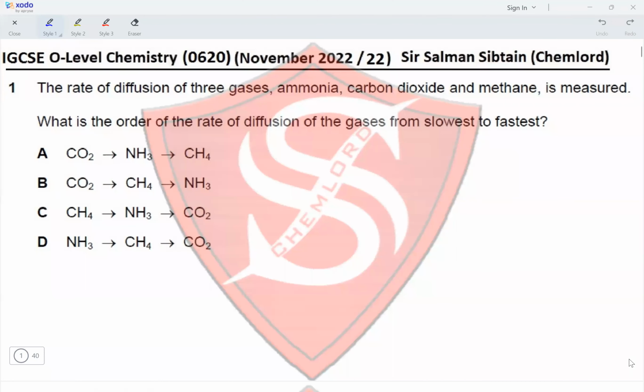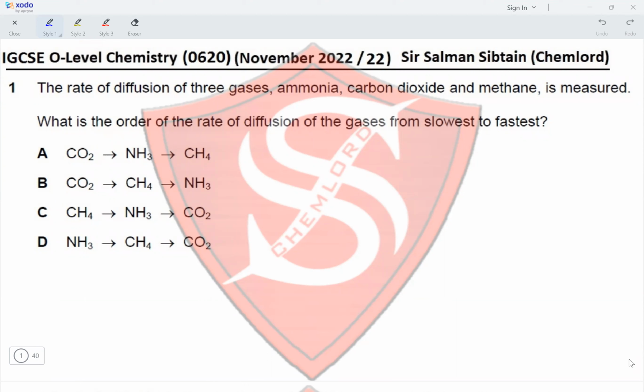Hi guys, this is IGCSE O-Level Chemistry, paper 22, extended MCQs, November 2022, question 1. The rate of diffusion of three gases, ammonia, carbon dioxide, and methane is measured. What is the order of the rate of diffusion of the gases from slowest to fastest?